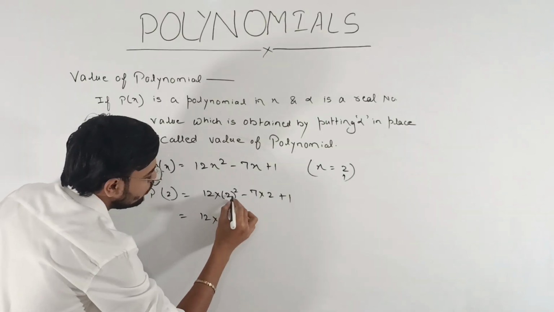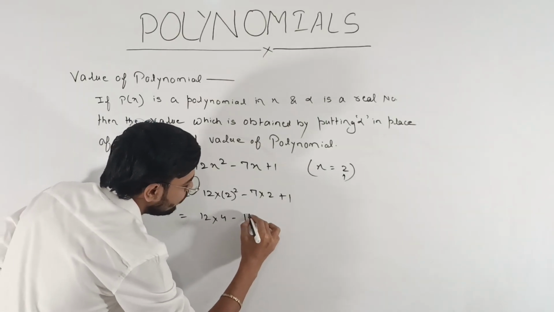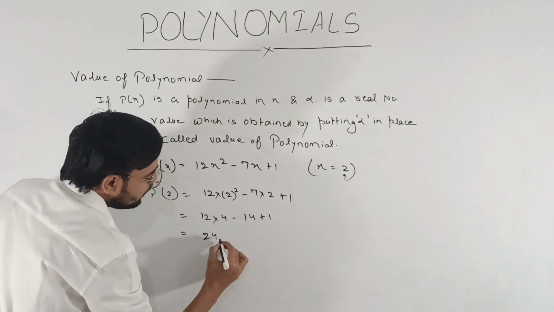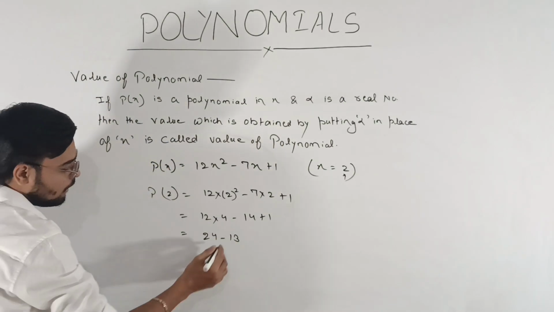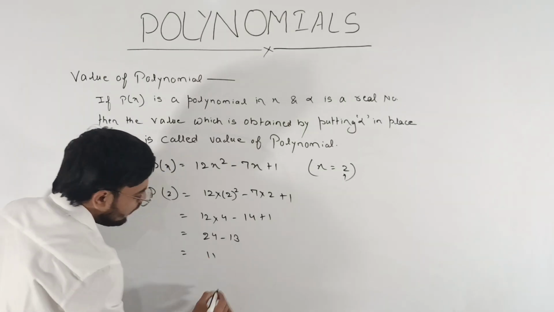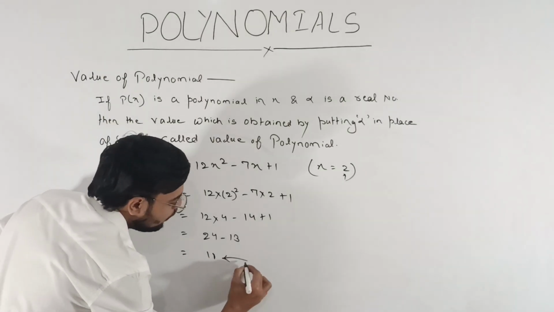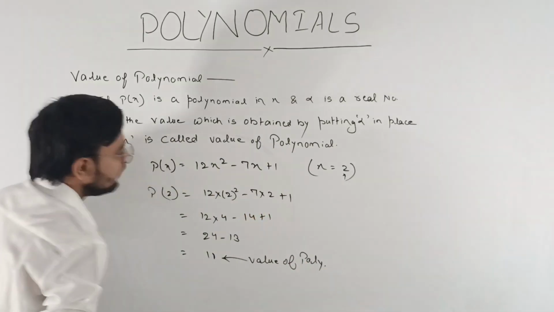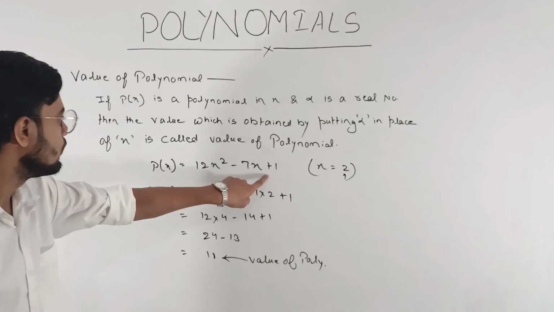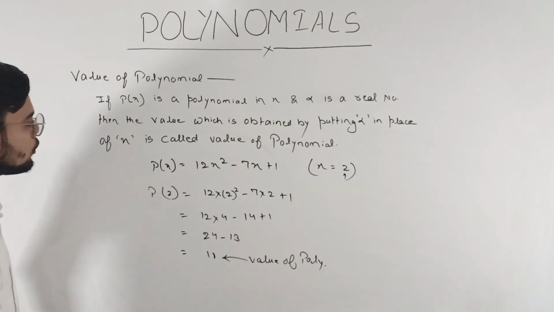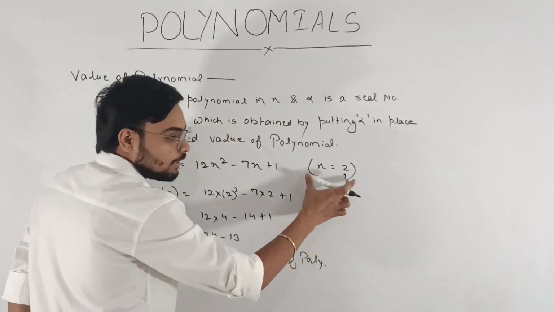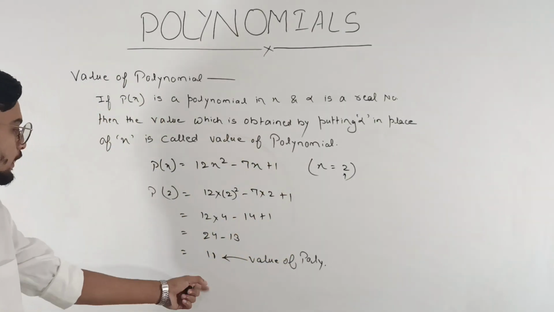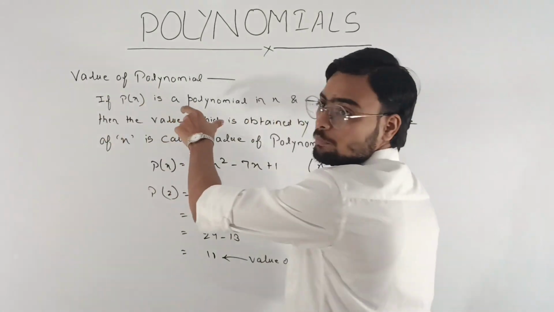Okay, now calculate this. This is 12 into 2 square, which is 4, minus 7 twos are 14, plus 1. Now look, this is 48, no, 12 times 4 is 48. Now minus 14 plus 1 is minus 13. Okay, now subtract this, then we get 11. Then this 11 is the value of the polynomial. Which polynomial? This polynomial 12x square minus 7x plus 1. Okay, look at the definition. If p(x) is a polynomial and this is a real number, and I put this real number in place of the variable x, then I get some value, and this value is called the value of the polynomial. Understood?